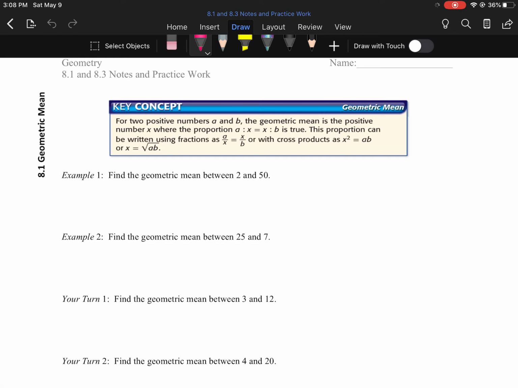This proportion can be written using fractions, so typically we could see it as a over x equals x over b, or when we go through and solve that proportion for x using cross products, we end up getting x equals the square root of a times b. And that's actually what we're going to be looking at.